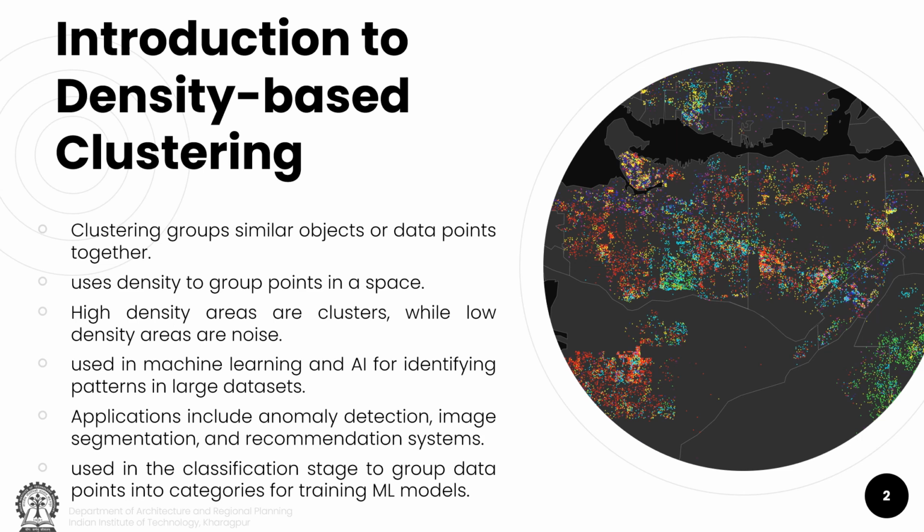Density-based clustering is an important technique in machine learning and AI systems as it allows for the identification of patterns and structures in large datasets. It can be used for a wide range of applications, including anomaly detection, image segmentation, and recommendation systems. Density-based clustering is typically used in the classification stage of AI systems. It helps to group data points into different categories or classes, which can then be used to train machine learning models.